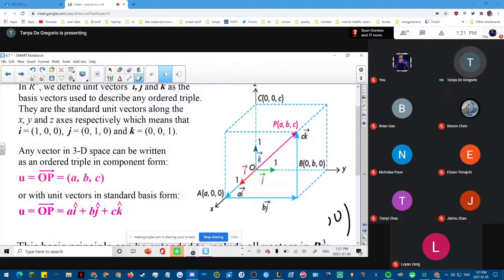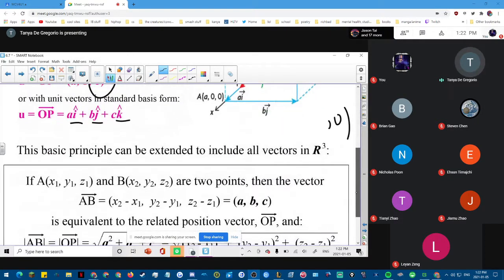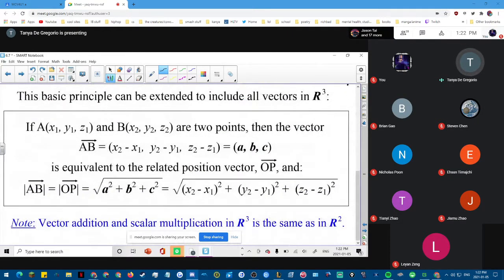Okay, so now we have 3 coordinates. So now my standard basis vector I is 1, 0, 0, and J is 0, 1, 0, and K is 0, 0, 1. Any vector in 3D space can be written as an ordered triple in component form, just like we did in 2-dimensional space, but now we have that 3rd component, c. Or we can write it in standard basis form using our standard basis vectors, I, J, and K. The basic principle can be extended to include all vectors in R3.